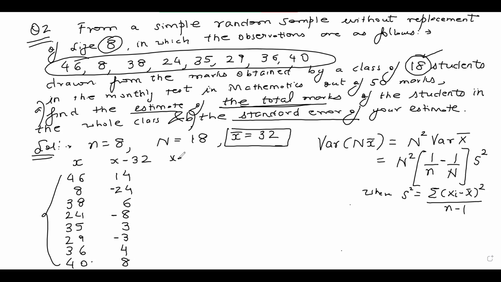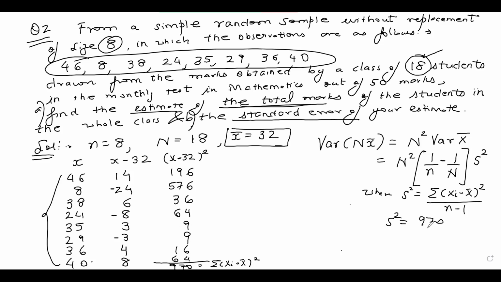And then xi minus 32 square. 14 square is 196, 24 square is 576, 6 square is 36, 8 square is 64, 3 square is 9, minus 3 square is 9, 4 square is 16, 8 square is 64. If I take the sum of all these, it's 970. This is summation xi minus x bar square. So my S square is 970 over small n, which is 8, minus 1.